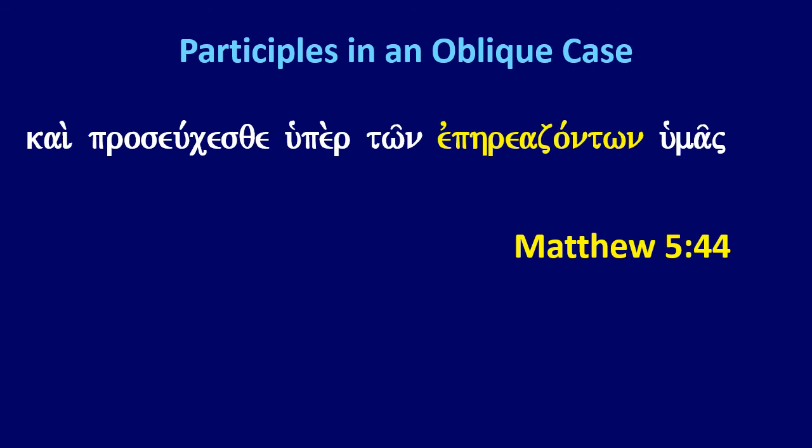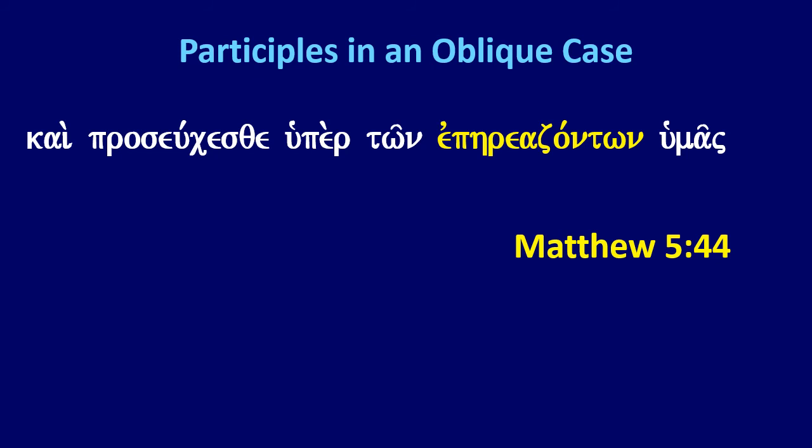Now here in Matthew 5:44, we have another example of an adjectival participle. It is a participle that occurs in one of those oblique cases again. In this case, it's in the genitive case. And the sentence says, "and pray for those who persecute you." Proseuchesthe is the word for pray. And persecute there is epereazo, and it's in the participle form. It's a present active participle, but it's genitive masculine plural.